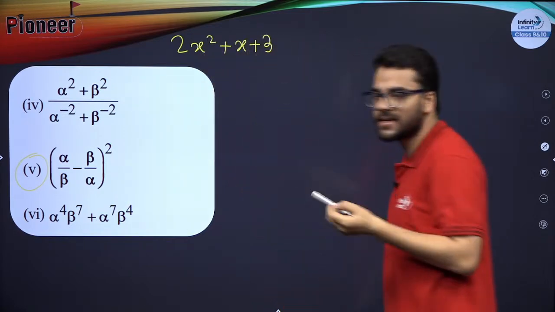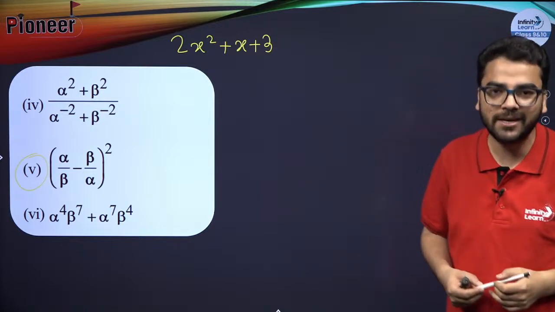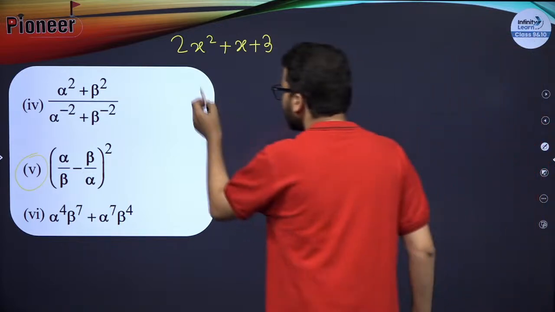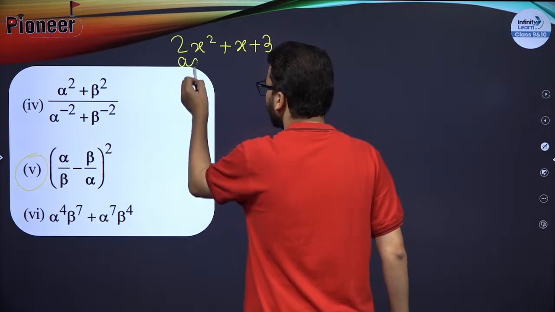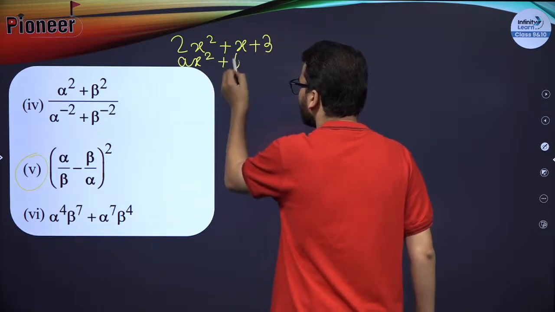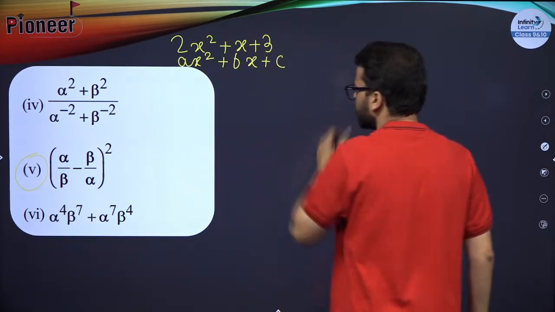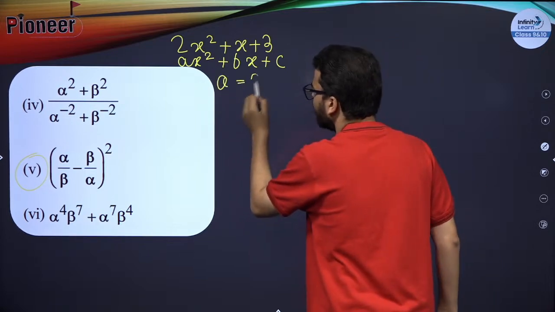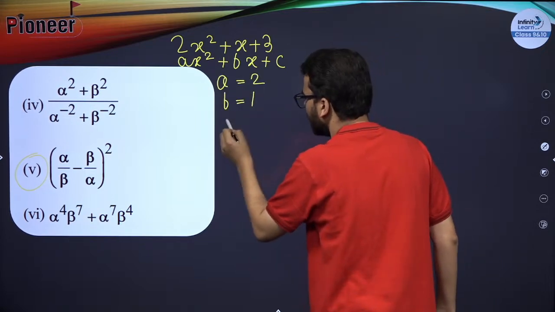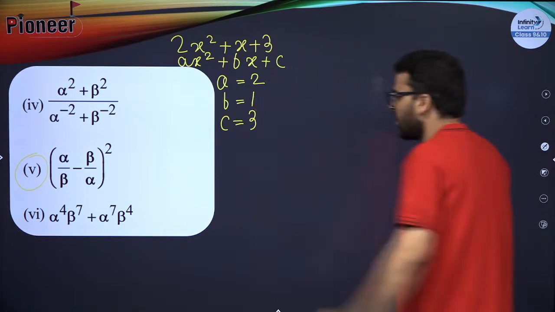Again I am saying, needless to say, you cannot find alpha and beta separately. So you have to use the Vieta's formula only. Just compare it with the standard form of a quadratic polynomial. So you see a is equal to 2, b is equal to 1 and c is equal to 3. Now can you do this?